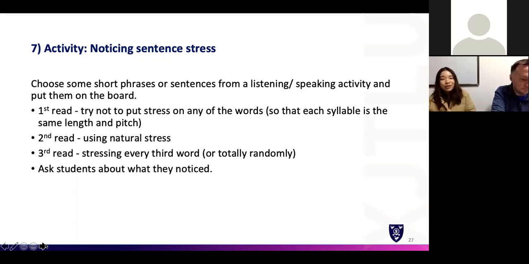And then you can ask students about what they noticed. Probably they might say they feel more comfortable listening to which one, probably the second one. And then you can ask them to practice saying these sentences using natural stress.